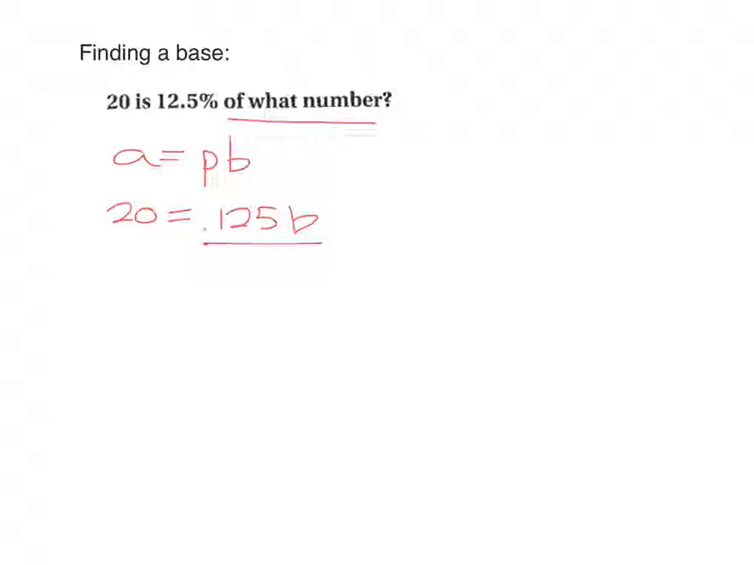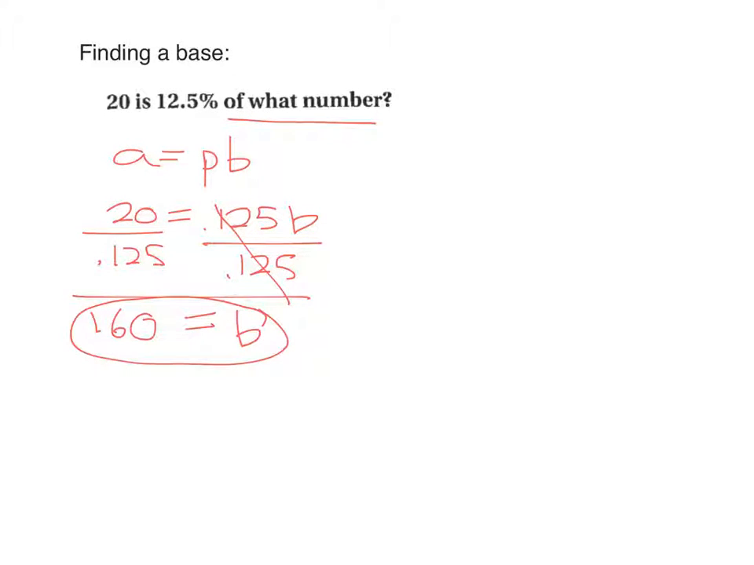So now we just have to divide by 0.125, and we get B equals 160. So the whole amount here is 160. 20 out of 160 is 12.5%. Okay? You could also do that using a proportion. 20 over B equals 12.5 over 100, right? And you can cross multiply and solve it, and you'll get the exact same answer.